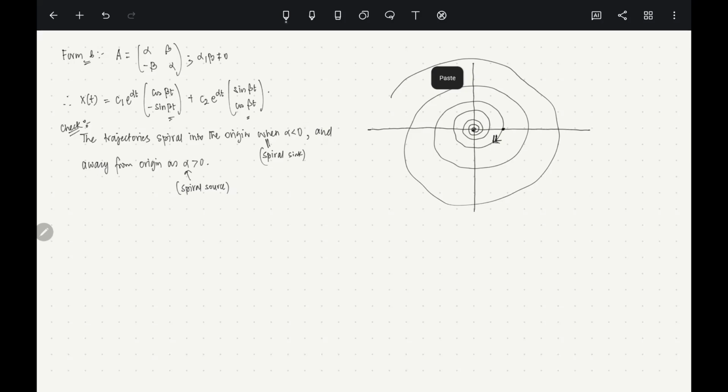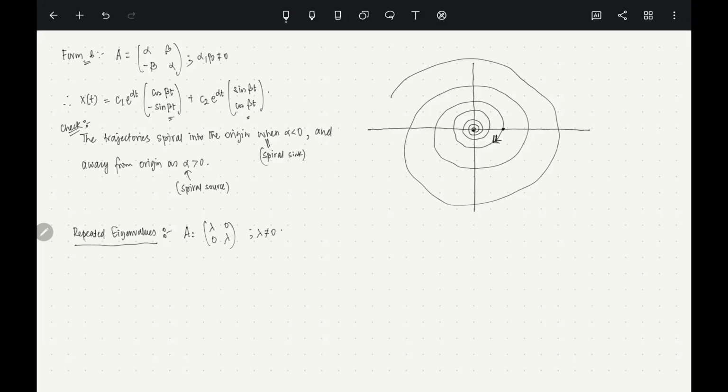Now we have the difficult case. What is the difficult case? The difficult case is the repeated eigenvalues case. So what is the repeated eigenvalue? Basically in this case, let's say your matrix A looks like this: lambda 0, 0 lambda, and lambda of course not 0.